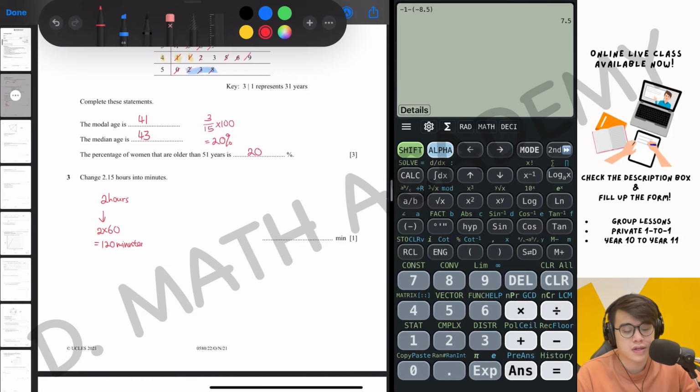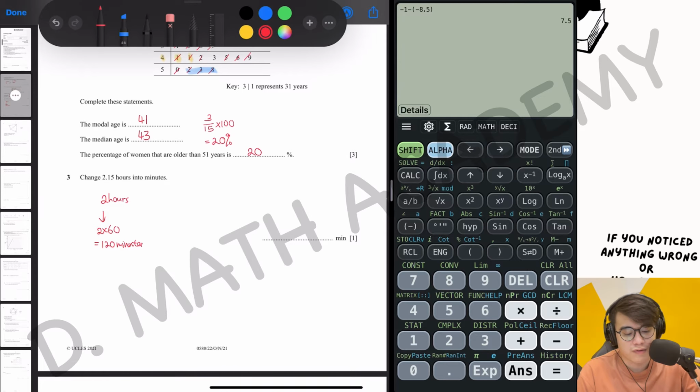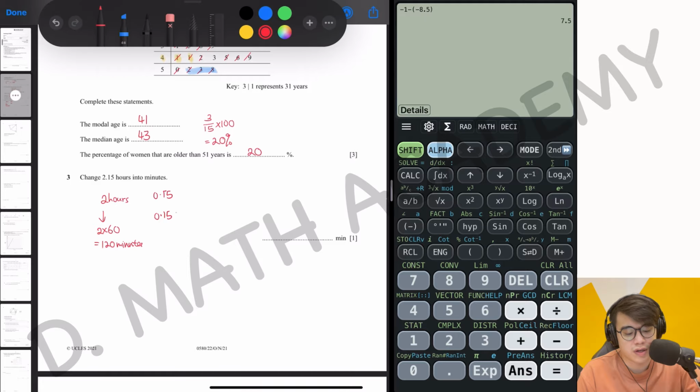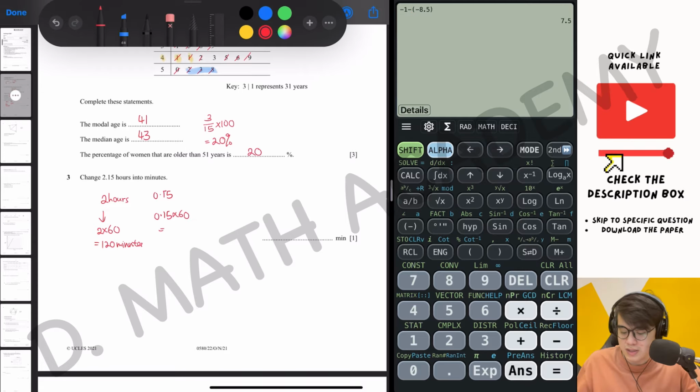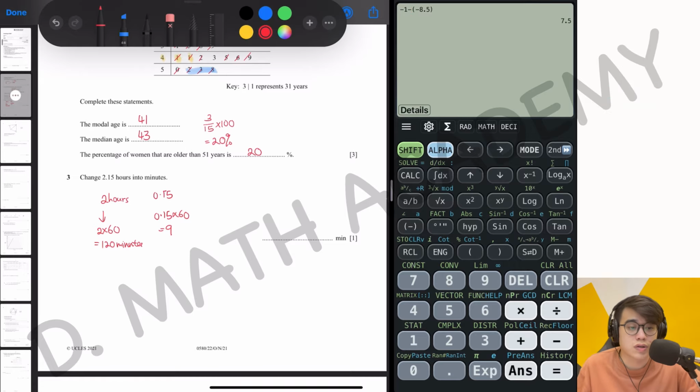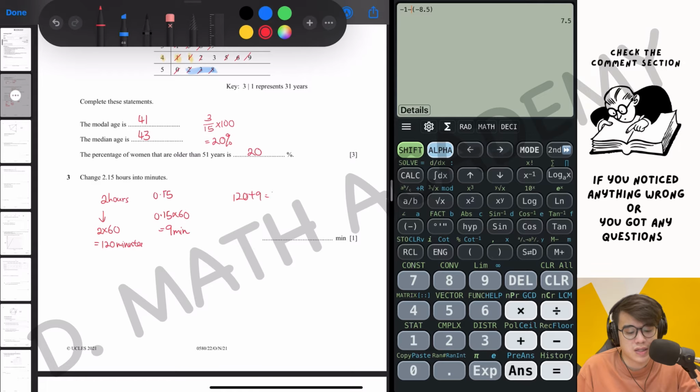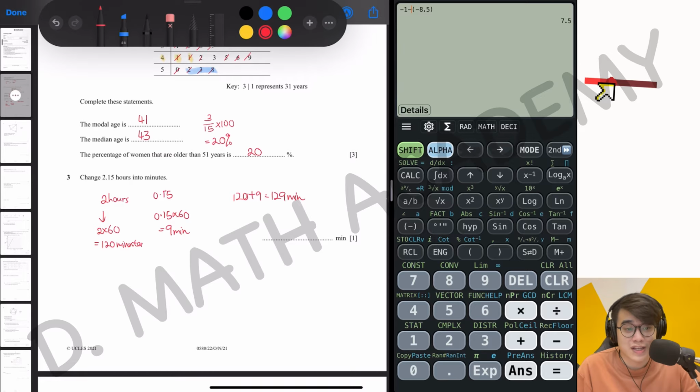The area that you should be focusing on is to convert the 0.15 hours into minutes. So 0.15, you separate it out, multiply it by 60. You get your answer as 9. So the total here will be 129 minutes. So far so good, pretty easy.